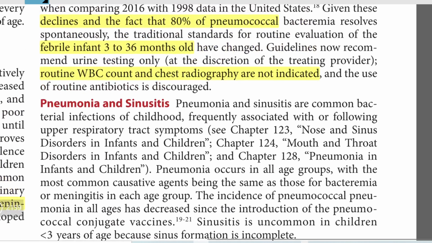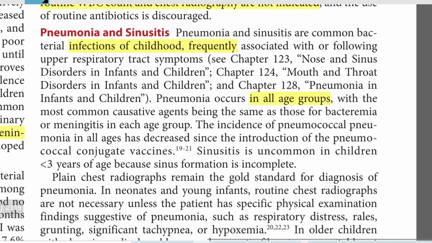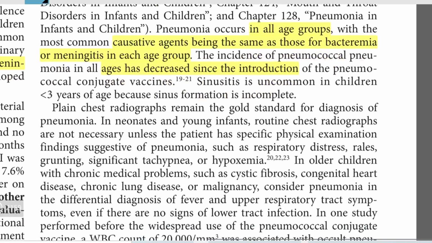Coming to pneumonia and sinusitis, they are among the most common bacterial infections of childhood, frequently associated with or following upper respiratory tract symptoms. Pneumonia occurs in all age groups, with the most common causative agents being the same as those for bacteremia or meningitis in each age group. The incidence of pneumococcal disease has decreased since the introduction of the pneumococcal conjugate vaccine.